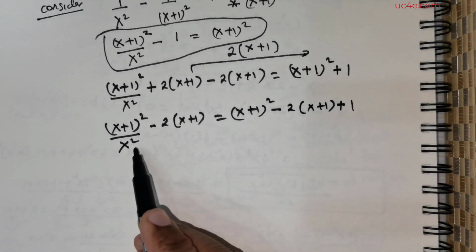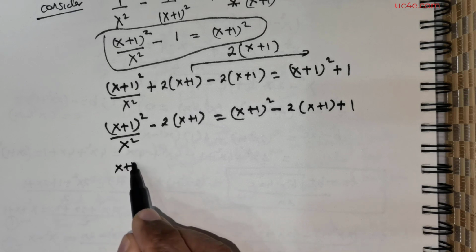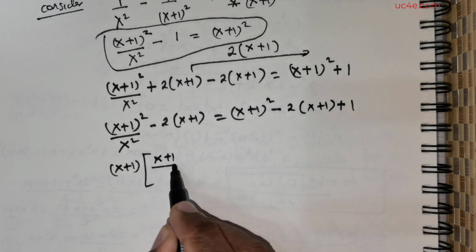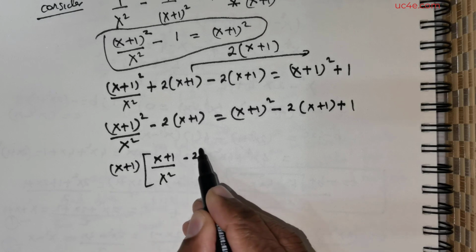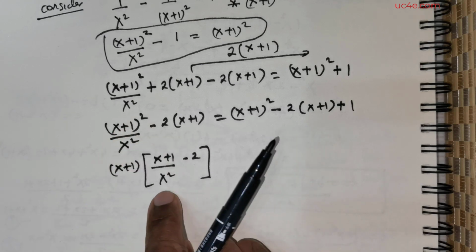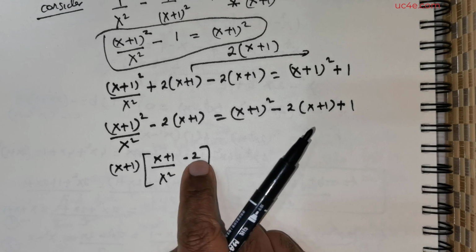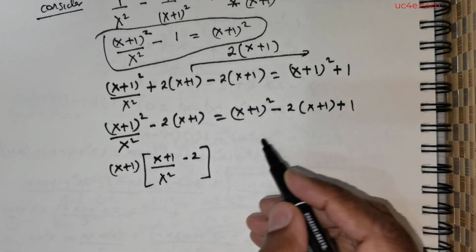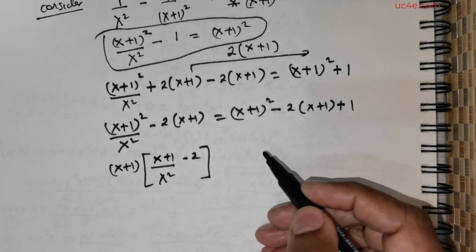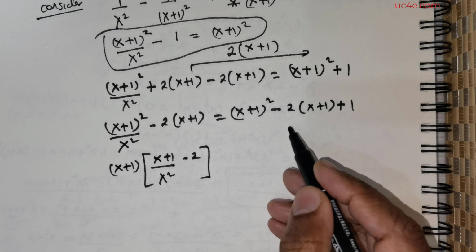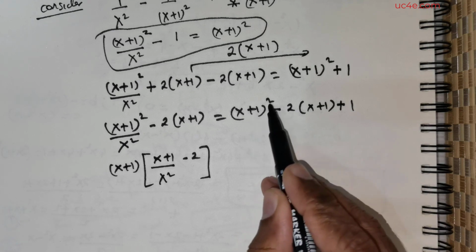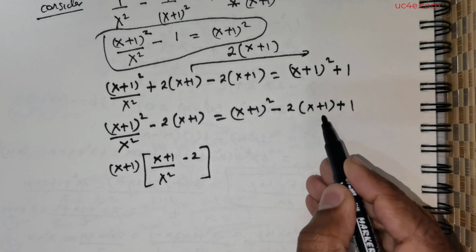Now I wish to take (x+1) out. That would mean I now have (x+1) in the numerator divided by x squared, followed by negative 2, right? (x+1) times (x+1) would give me (x+1) raised to the power of 2 divided by x squared, followed by negative 2 times (x+1), which would give me this quantity. So fair enough, you're not making much alteration. On the right hand side I got (x+1) raised to the power of 2, minus 2 times (x+1), and 1.